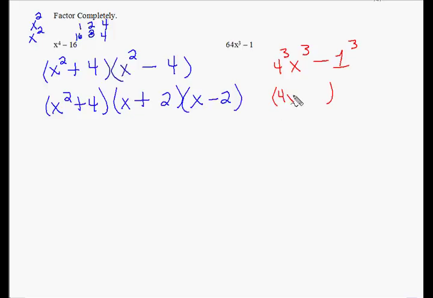4x minus 1, and then a large set of parentheses. The first thing we're going to do is square this first term, giving us 16x squared. Then we multiply them together, giving us 4x, and then we square this last term, giving us a 1. The last sign is always a plus, and the other sign is the opposite of what you started with. So here we have subtraction, so inside the large parentheses we'll have a plus. And that's how we factor the difference of cubes.